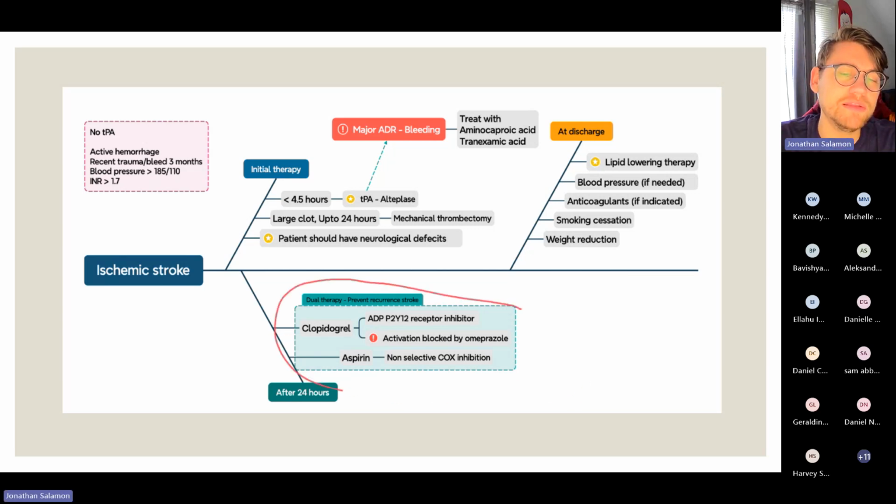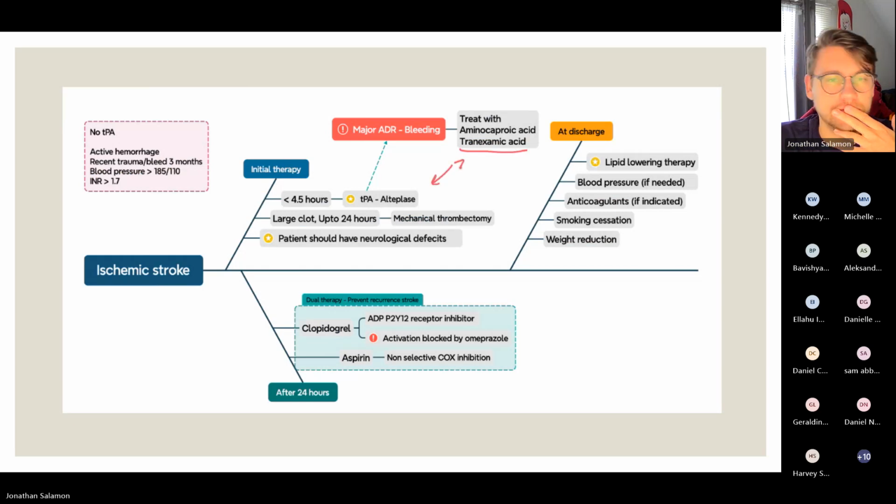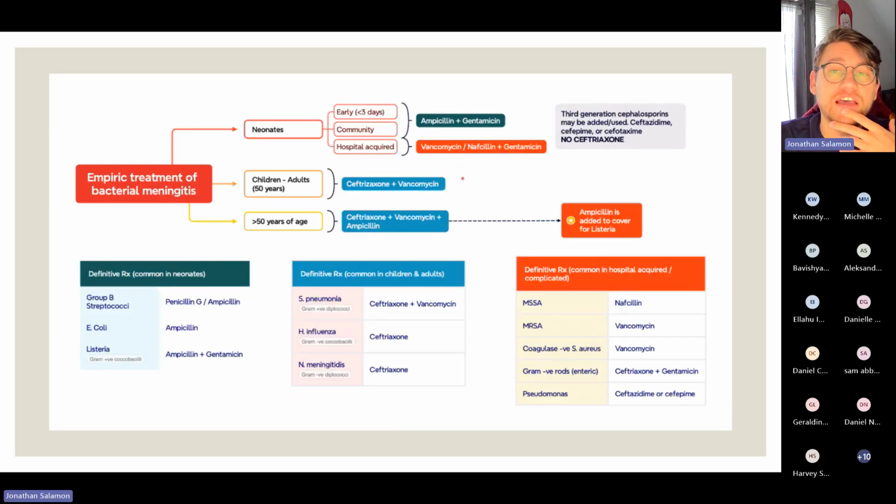Be familiar with dual platelet therapy. You start someone on this once they've had a stroke. Know the mechanism of action of aspirin if you don't already. Know that clopidogrel is the ADP inhibitor, right? So what this does is stop platelets from activating other platelets. Oh, tranexamic acid is usually the one that they want for the reversal of alteplase. Definitely know this.